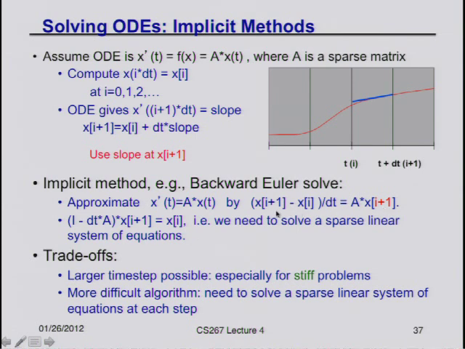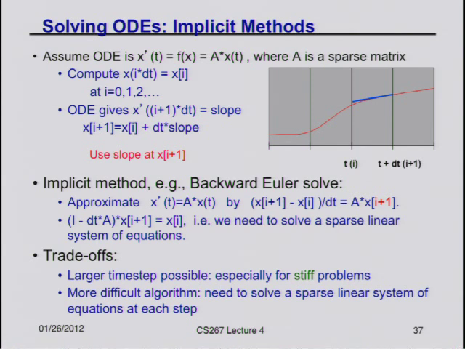And so now I write down, here's x dot of t, so there's the approximation. Now here's the slope at time i plus 1. If I solve for x sub i plus 1, I get a system of linear equations I have to solve. And A is part of the coefficient matrix. So I have now a large sparse system of equations to solve to get from time step i to time step i plus 1. And it turns out that lets you take much larger time steps.